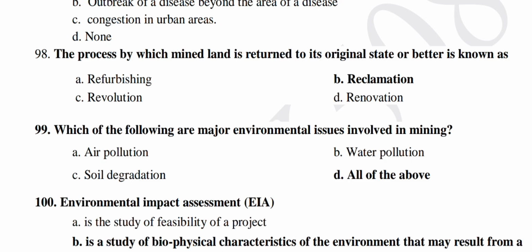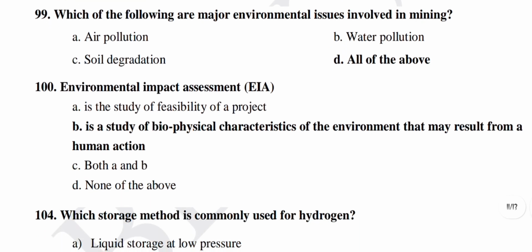99. Which of the following are major environmental issues involved in mining? Option D, all the above: water pollution, air pollution, soil pollution. 100. Environmental impact assessment, Option B, is a study of the biophysical characteristics of the environment that may result from human action.